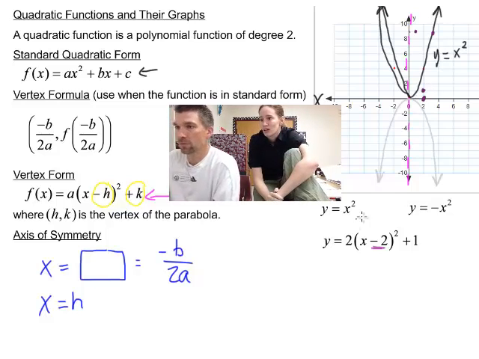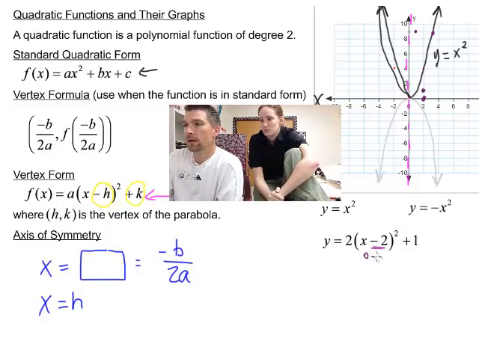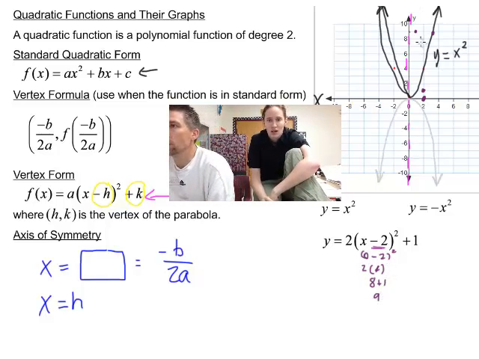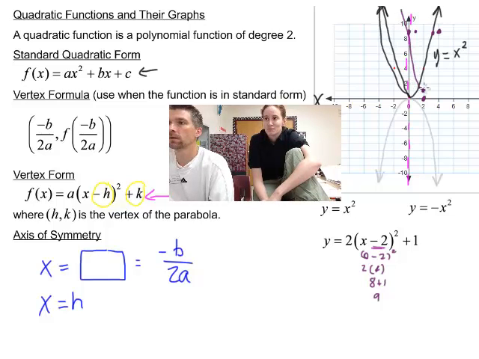0 minus 2 squared is 4 times 2 is 8 plus 1 is 9. So it's 0, 9. And by axis of symmetry, if I'm at 0, 9, guess what? Over here at 4, I'm at 9. And so here is my graph.